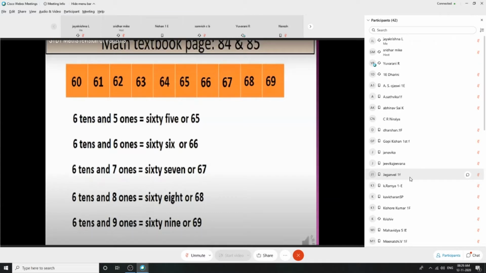Nehan is here. Wait for your turn. Next comes F section: Kishore Kumar, Krishwant, Logit, Manish, Mitresh and Mithun.